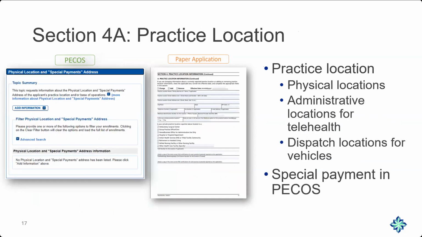Section 4A is practice location information. So this is where services are being provided. So physical locations, where you're seeing patients. That could be an office in a strip mall, maybe a suite in an office building. It could be any other medical facility. Maybe the provider does outpatient services at a hospital's outpatient clinic and they have an address there. We need to have that.